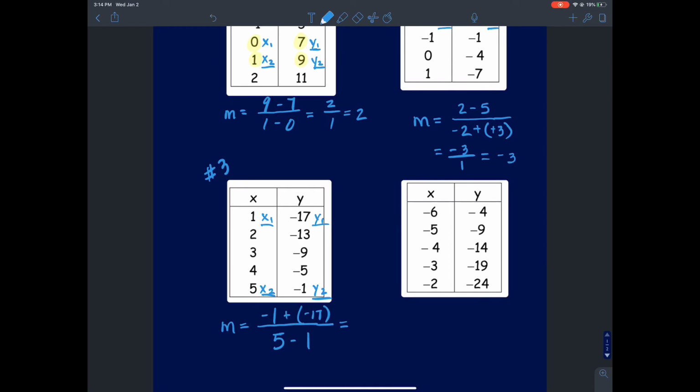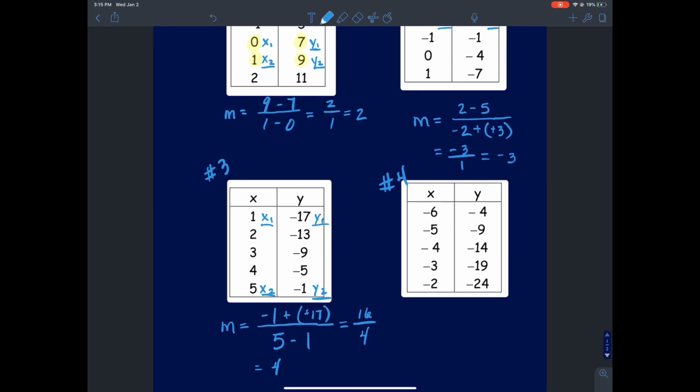And that gives us, if we add the opposite on top, 1 negative plus 17 positives. That gives us positive 16. And on the bottom, 5 minus 1 is 4. So we get 16 over 4, and that gives us a slope of 4 when we simplify. Lastly, table number 4. A lot of negatives here.